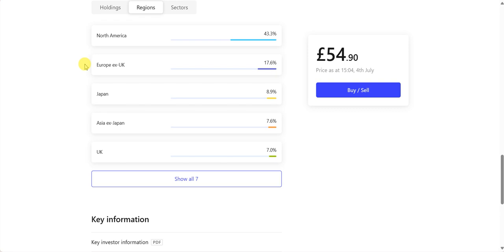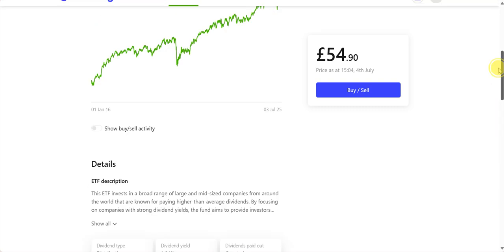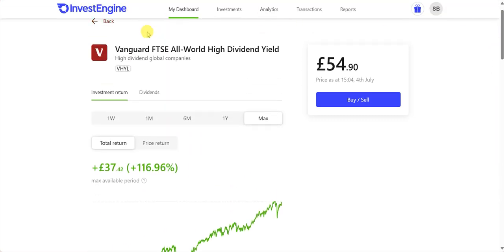43% in North America, 17 in Europe, excluding the UK, 8.9 in Japan, 7.6 in Asia, and 7% in UK. So even though I haven't chosen a dedicated UK ETF on my front screen, you can see there is a little bit of UK in there. So sectors, we've got 24.5 in financial, 21.1 in industrial, 5.7 in consumer. Oh, look at tech, 4.7. So again, it's about being diversified. All right, let's look at the next one.